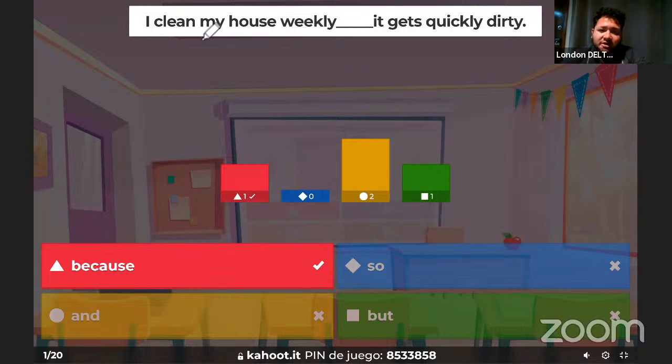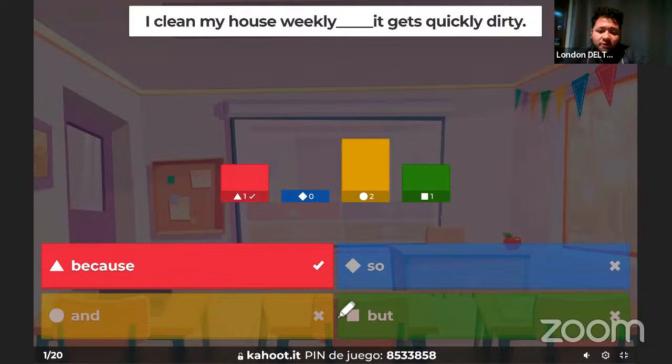In this case, we have I clean my house weekly, right? And we have two possible answers. Okay, so the first option is because, right? This is a conjunction and you're using it to give a reason for something. It's a conjunction of reason. I clean my house weekly. Why do you clean your house weekly? And then you have the answer. It gets quickly dirty. Limpio mi casa semanalmente, razón, porque se ensucia rápidamente.